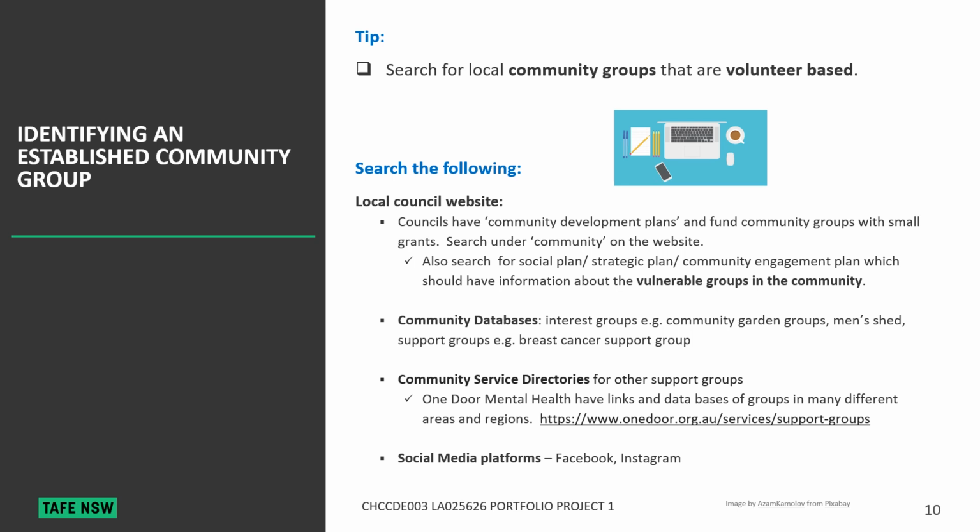You'll also find on council websites a social plan, or they might call it the strategic plan, or a community engagement plan. And those plans are good places to identify what the needs are of the community and also identify needs of vulnerable groups, because you really need to be looking for the groups that have higher needs in the community, like youth groups and older people, or people from different cultural groups, Aboriginal groups.